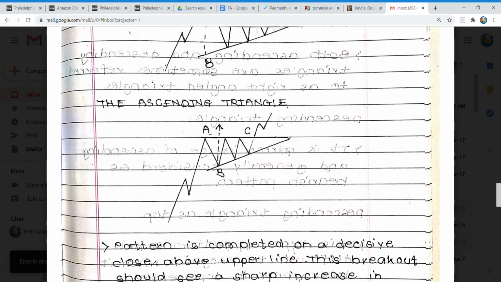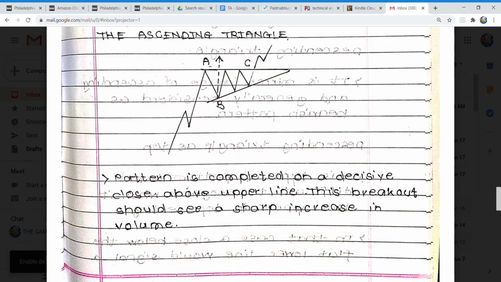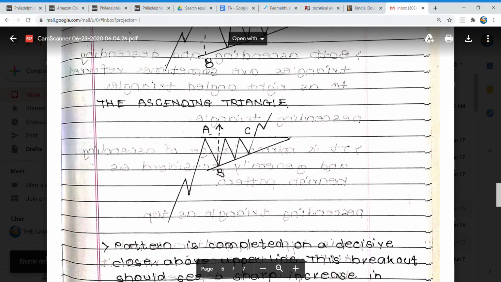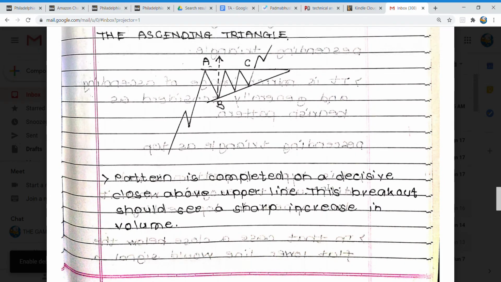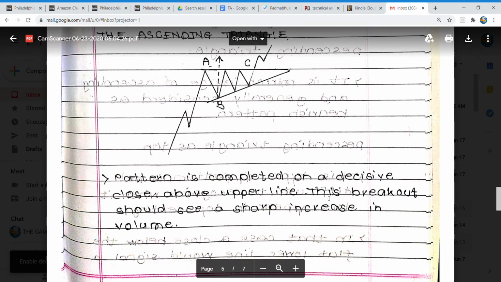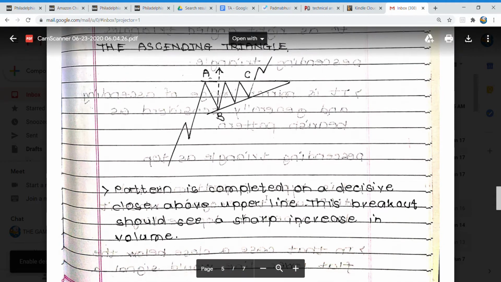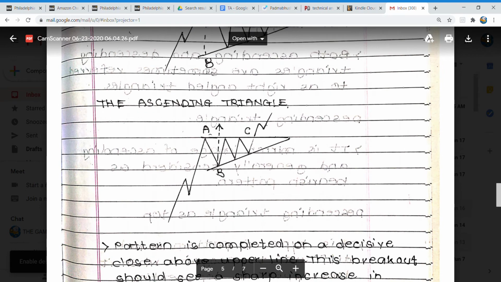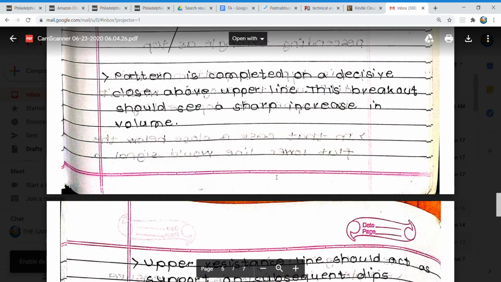Ascending triangle pattern. So this is the pattern of an ascending triangle. The pattern is completed on a decisive close above the upper line. This breakout should see a sharp increase in volume.